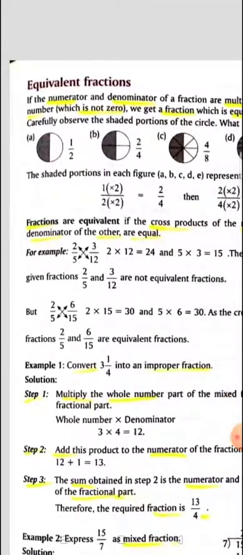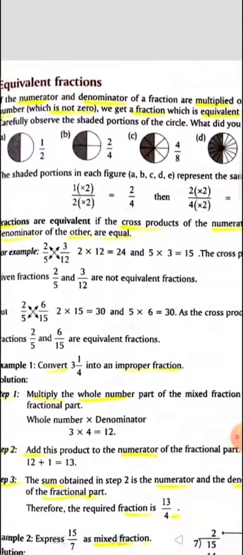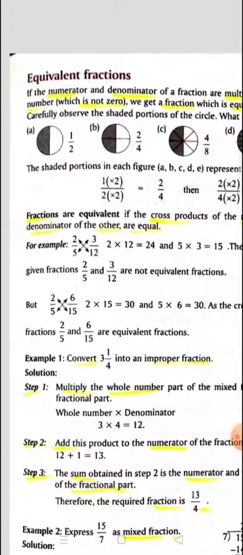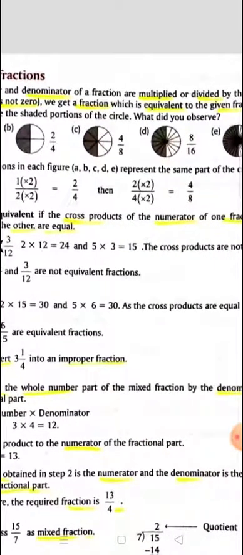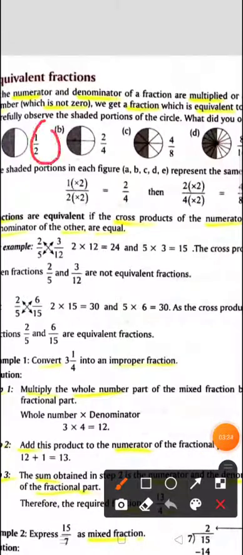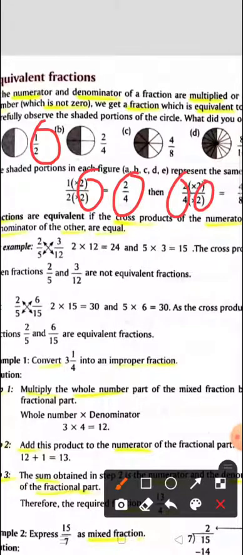Equivalent fraction. If the numerator and denominator of a fraction are multiplied or divided by the same whole number which is not 0, it means except 0 any number can be used, we get a fraction which is equivalent to the given fraction. Here you have seen 1 by 2. Multiply by 2, it becomes 2 upon 4. Now again take 2 upon 4, multiply by 2, it becomes 4 upon 8. So these are equivalent fractions.